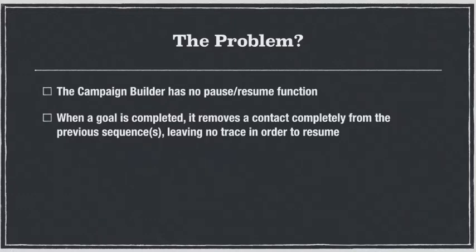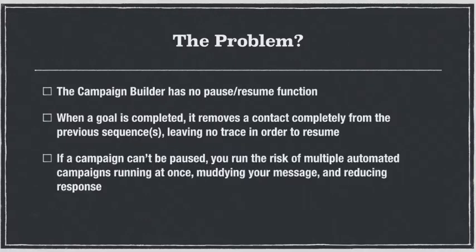Well, at some point they're in that sequence and you come out with a new product and you want to do a product launch. All those people that are in that sequence from the opt-in, you just want to pause that whole thing for the moment. You don't want to take them out completely. You just want to put it on pause, run your product launch, and then come back and resume it. Well, that is not possible in the campaign builder, as there is no pause or resume function built in.